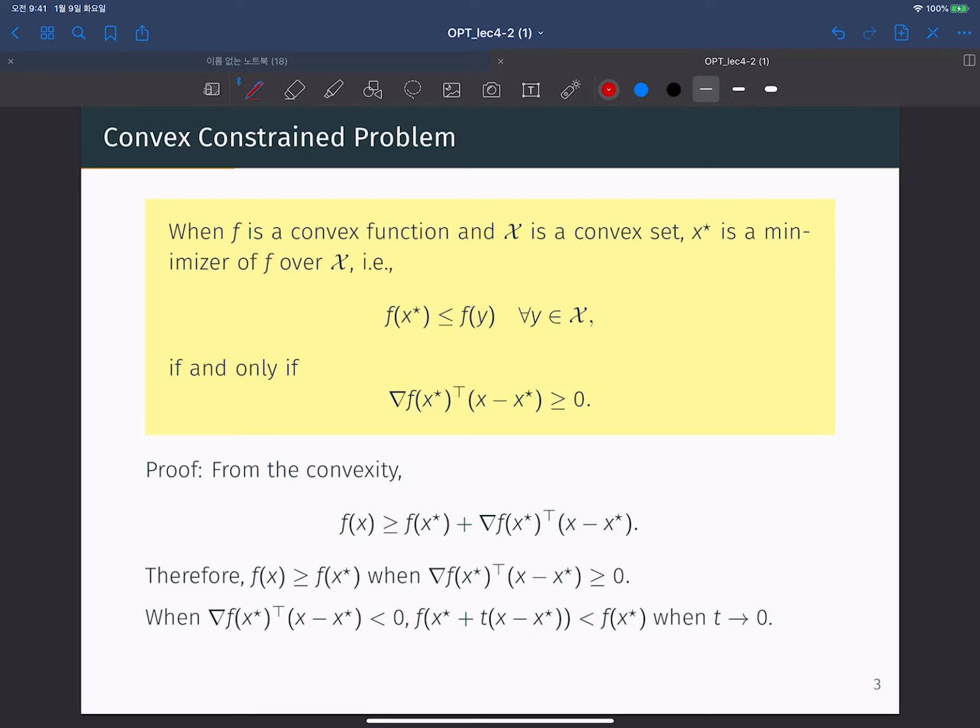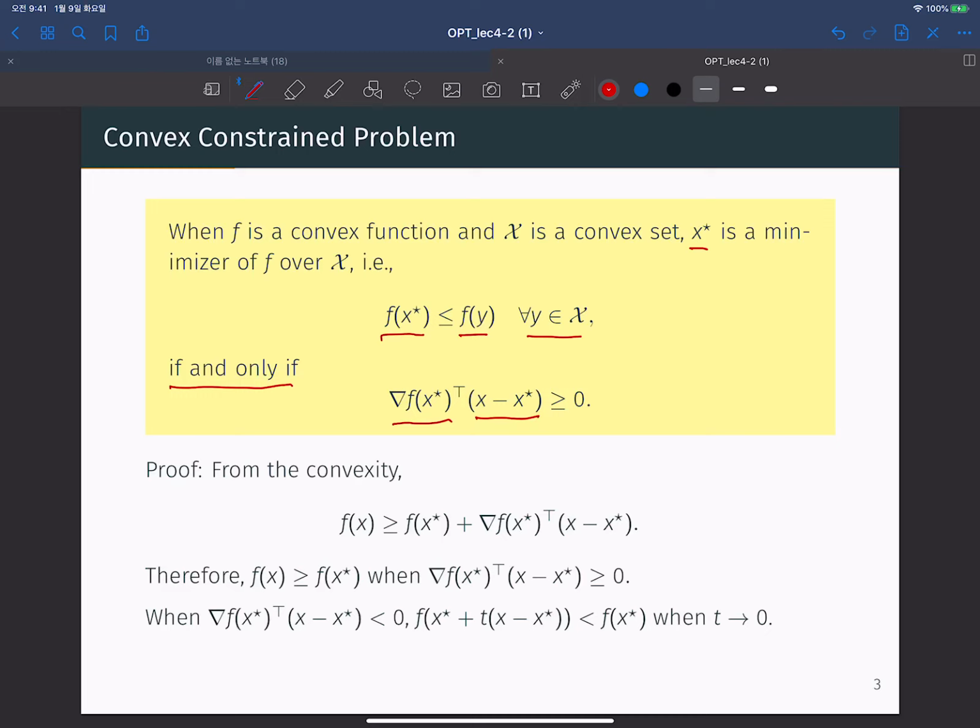So for the convex constraint problem, we have a very important if and only if condition. Let's say x star is a minimizer of f over convex constraint set X. So f(x star) is less than or equal to f(y) for all y in the constraint set, if and only if the gradient of f(x star) transpose (x minus x star) is greater than or equal to 0.